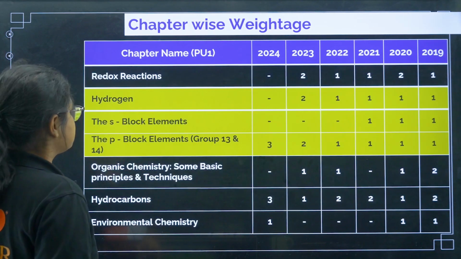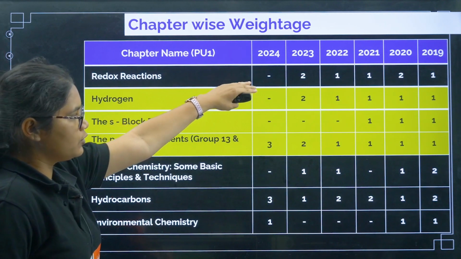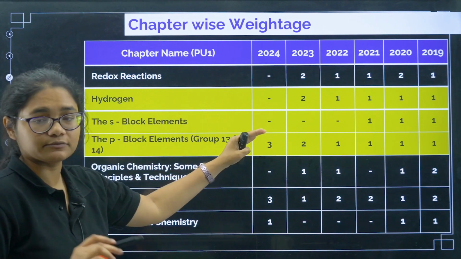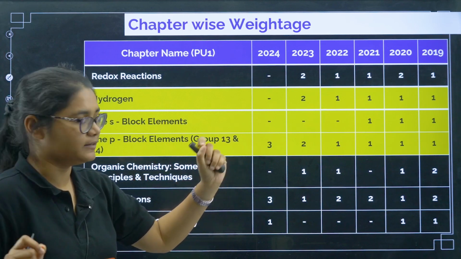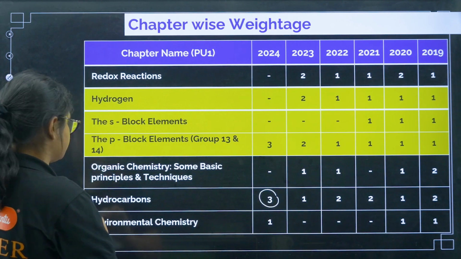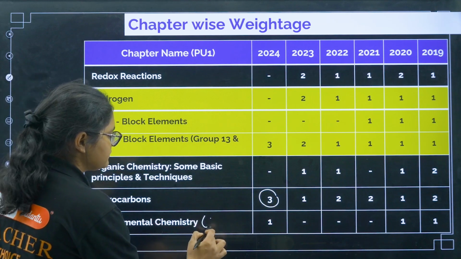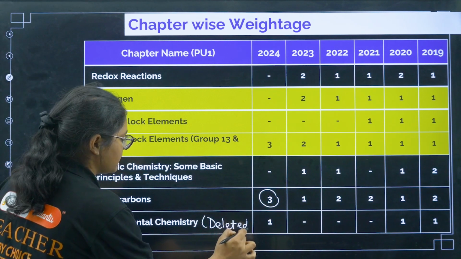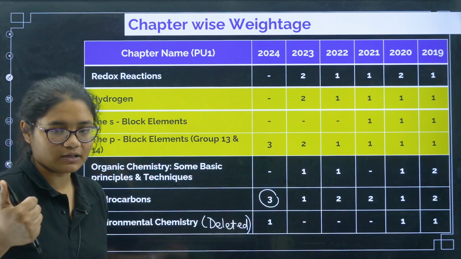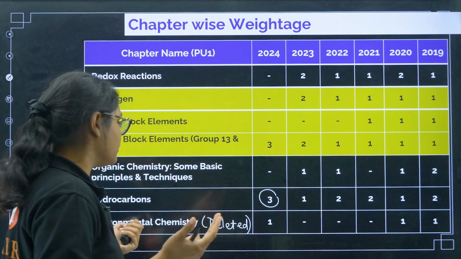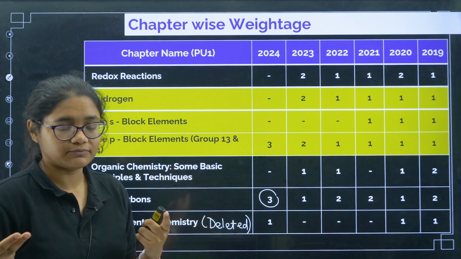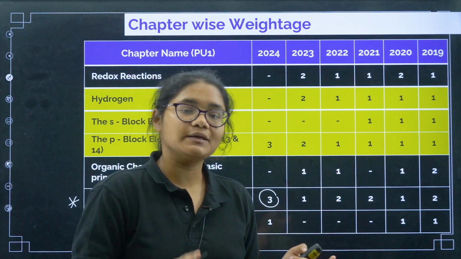Next, redox reaction: in 2024, no question was there. From P block there were some questions, but these were discarded because they were not in the syllabus. Hydrocarbons is another important chapter where you can expect 3 questions. Environmental chemistry is also deleted, so no need to worry about it. So the PU1 chapters to focus on are chemical bonding, equilibrium and hydrocarbons. In equilibrium, focus more on chemical equilibrium because it is easy as well as high weightage.